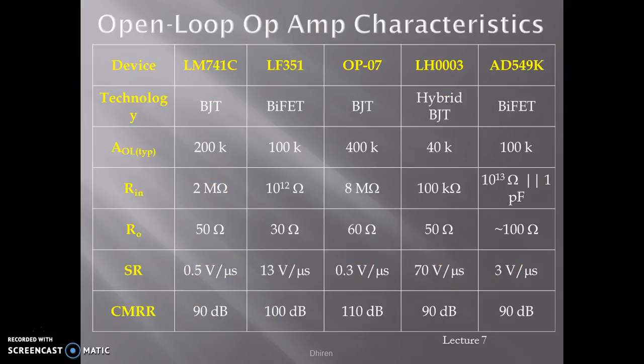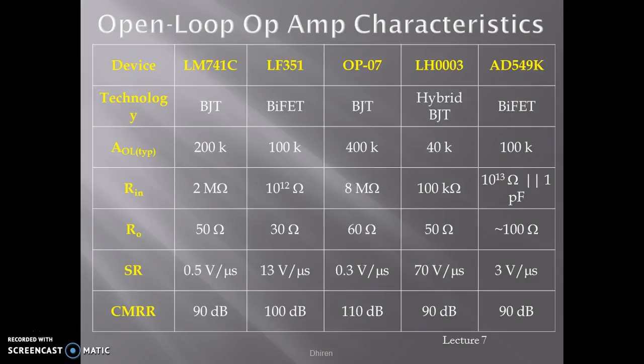So here we look upon the open loop operational amplifier characteristics. Various operational amplifiers like LM741C, LF351, OP, that is bichord op-amp, OP07, LH0003, 8549K are compared with respect to various parameters as shown. Technology used in 741 is BJT, while in LF351 is FET.